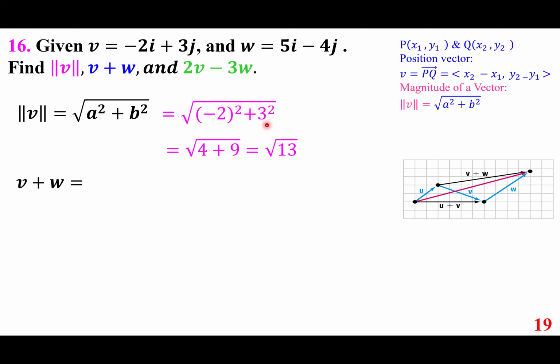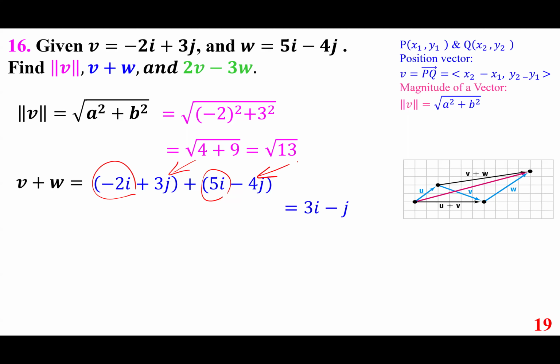V plus w, just add them up component by component, meaning these two add up to 3i, and these two add up to negative j.